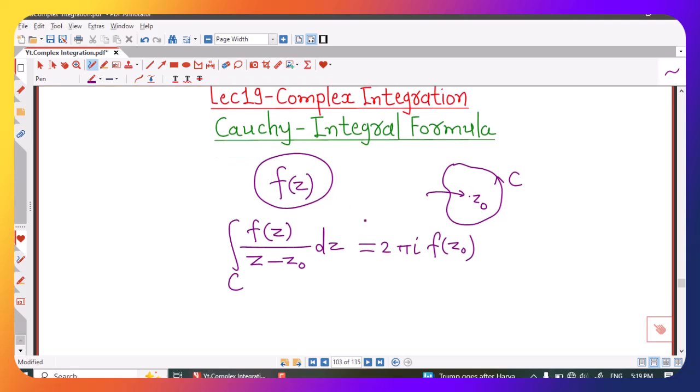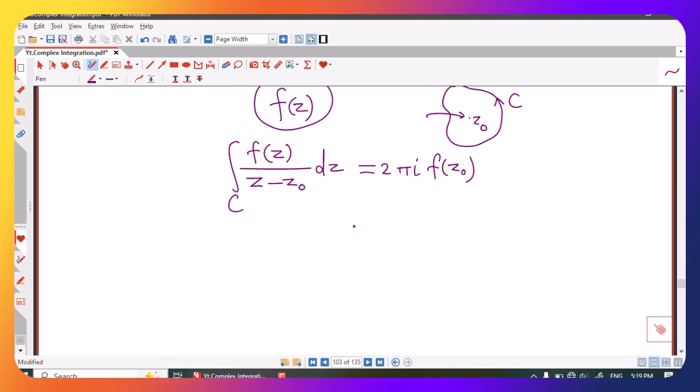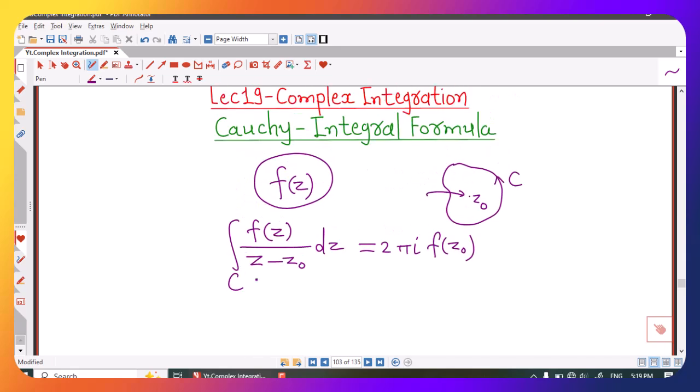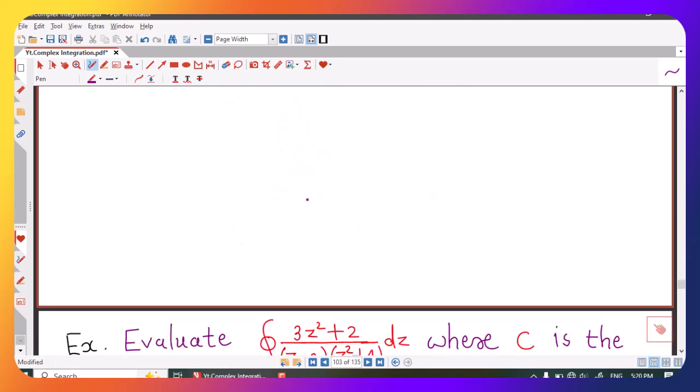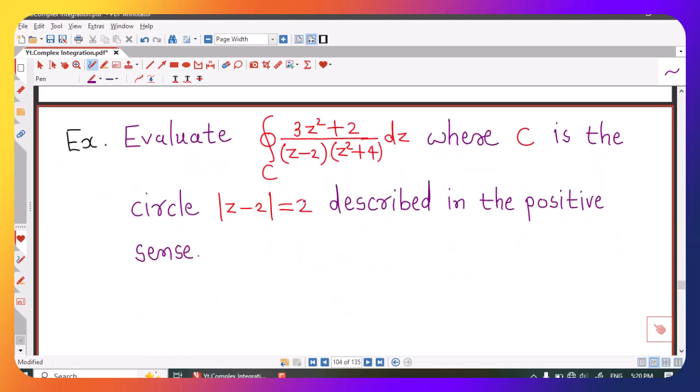So we will remember this Cauchy integral formula, and whenever we have this type of contour integral in which the function is analytic everywhere inside and on a simple closed contour C, and if we have z0 inside this simple closed contour, then we can apply the Cauchy integral formula. So I have taken one more example here.